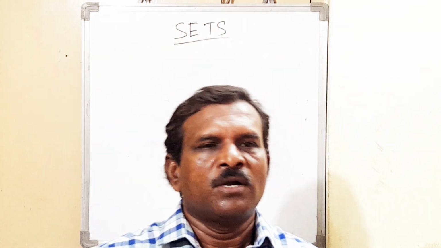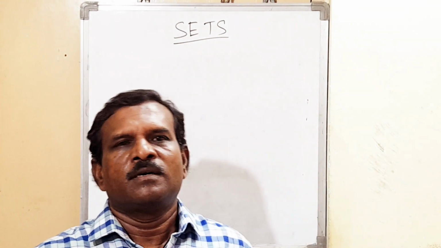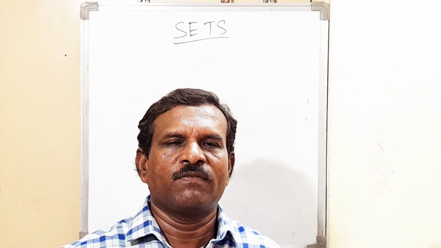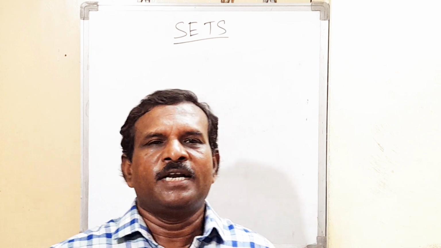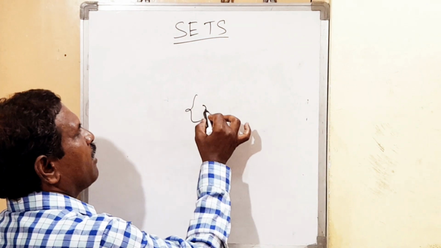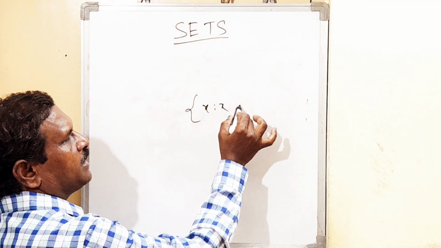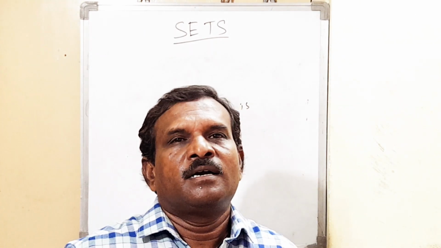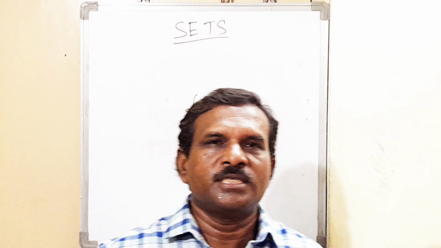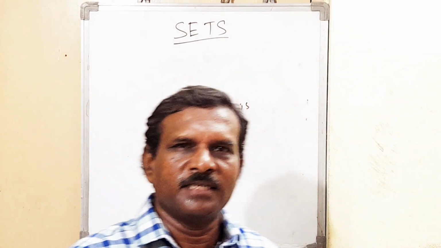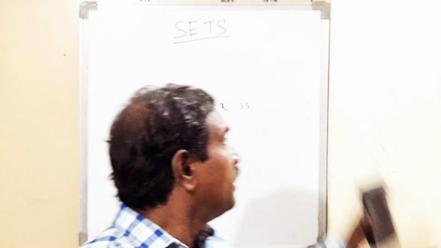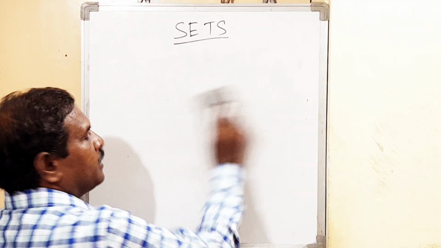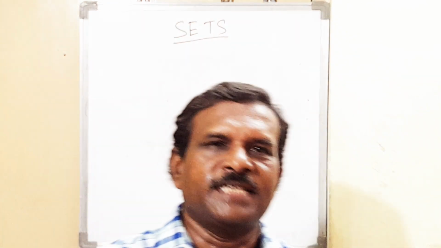Roster form means we list all the elements by separating with commas. If you put them in braces, that is the roster form. In builder form, we take the common property, like x such that x is an even number, odd number, or x is a vowel of the English alphabet. Like that we can describe whatever set is given. Next we will see types of sets.